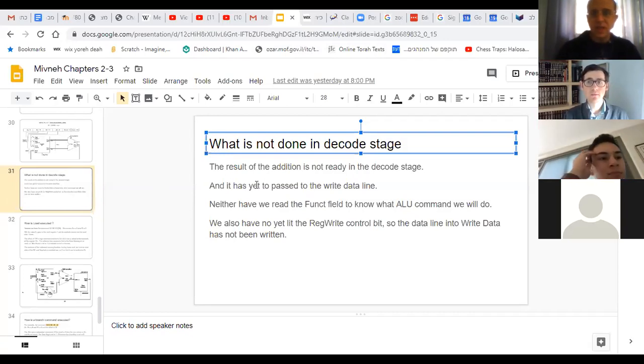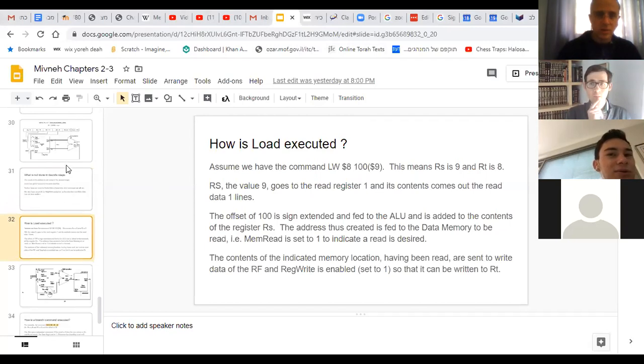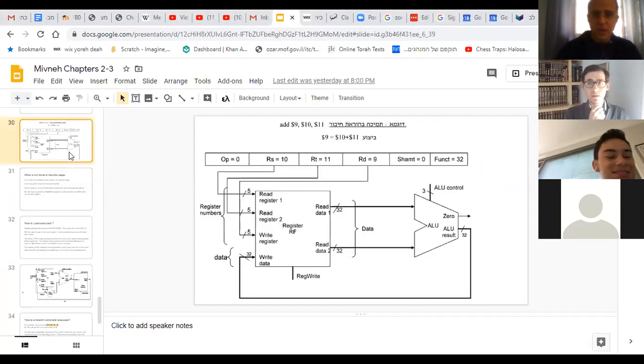We talked about what's not done in the decode stage. First of all, are there any questions about what we did last time? Something that was not clear, or you want me to repeat? No. Okay, so I'll go ahead. Maybe just give a recap? Well, a recap of everything would take me the entire time. Yeah, the most important stuff.